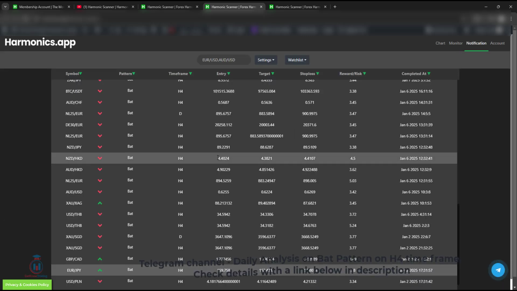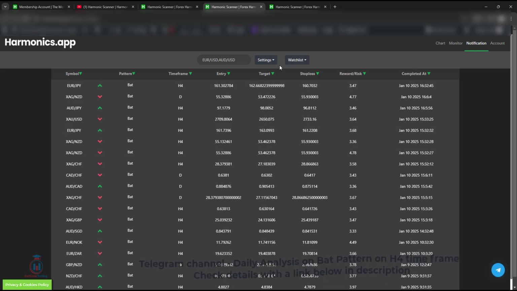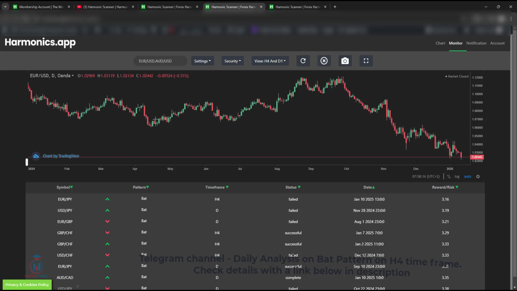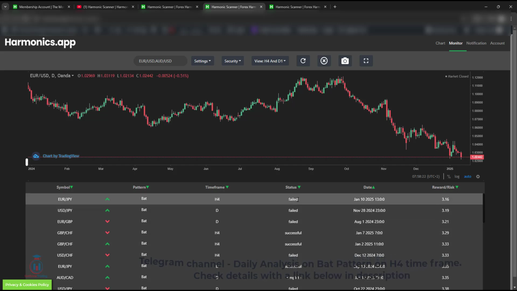So if you would like also to have notification on the Telegram, feel free to go here inside the notification tab and select these settings and also put the watch list of which symbols you would like to add. Here inside the monitor, you have potentially an area where you have a chart with the table below to make some kind of analysis on the statistics.